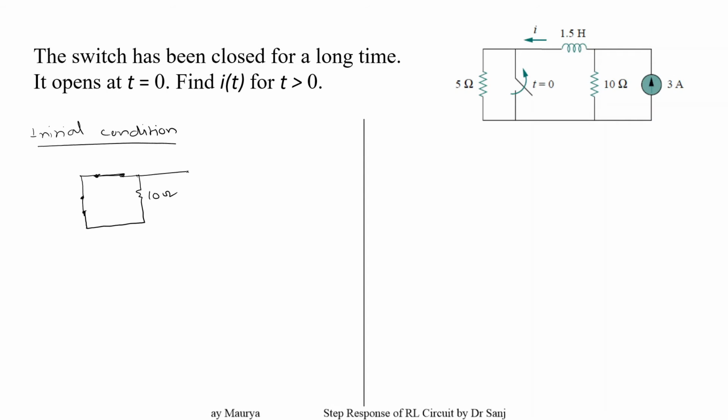10 ohm, and this is the 3 ampere. This was I0. So I0 will be 3 ampere, just because all the current will follow the zero resistive path.